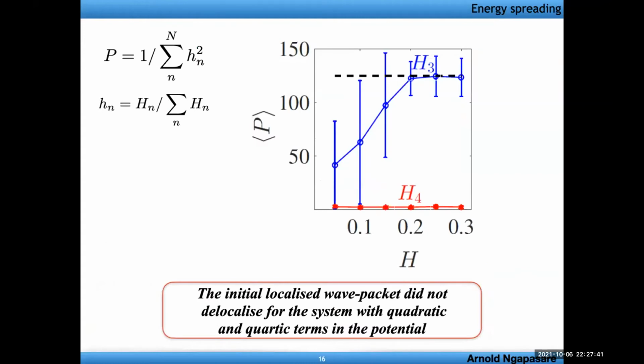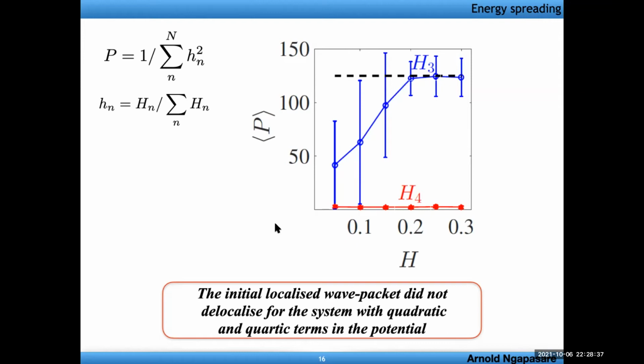Now, let us look at the statistics by looking at a bigger energy range, other than just looking at one energy. Here I'm showing you results for 30 realizations, where we have the error bars given here for this energy. What we see is that H3 saturates and reaches an asymptotic value of around 125, which is the mean participation number here. Whilst H4 remains localized, and the results for H3-4 are practically similar to what we have for H3. That's why I don't show them here.